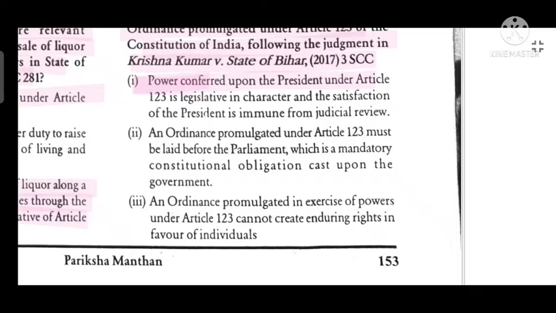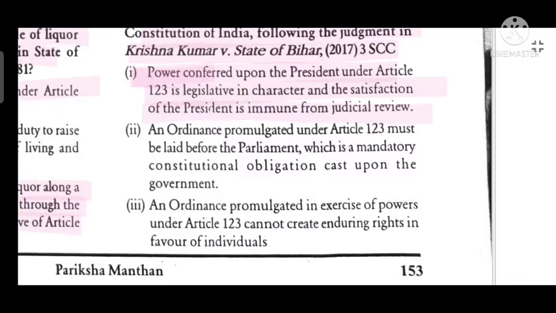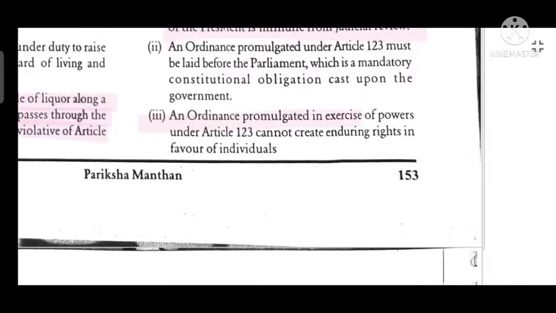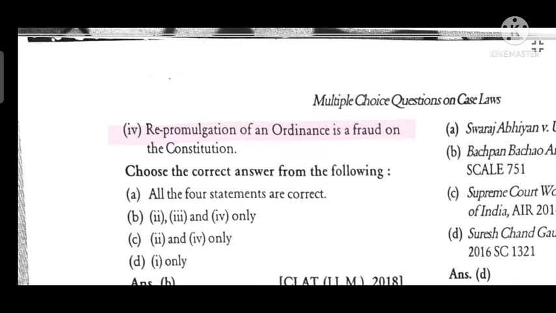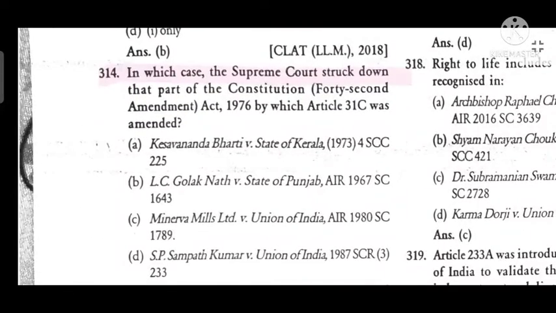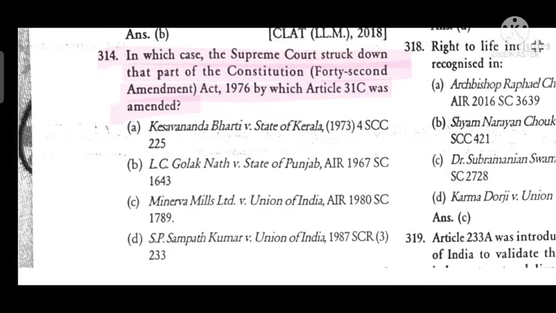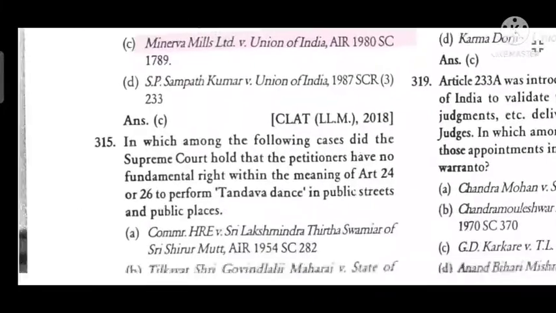Power conferred upon the President under Article 123 is legislative in character, and the satisfaction of the President is amenable to judicial review. An ordinance promulgated in the exercise of power under Article 123 creates enduring rights in favor of individuals. Re-promulgation of an ordinance is a fraud on the Constitution. In which one of the following cases did the Supreme Court strike down part of the Constitution 42nd Amendment 1976 amending Article 31C? Minerva Mills versus Union of India 1980.